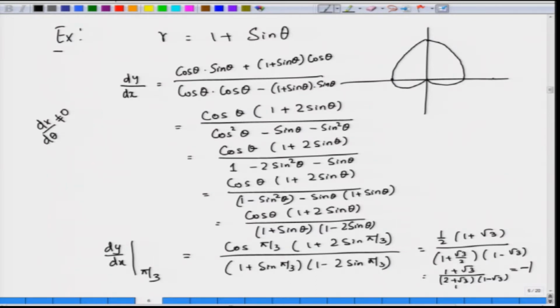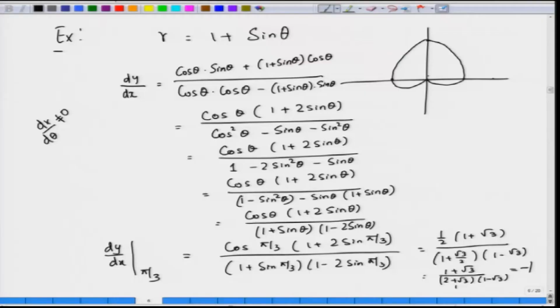Now, once we have done this computation, what we have found is that dy by dx, the slope when the angle is pi by 3, is going to be minus 1. As you can see, this slope is minus 1, which means the angle is pi by 4. So this is what the slope is going to look like. Okay, now let us see some other points.